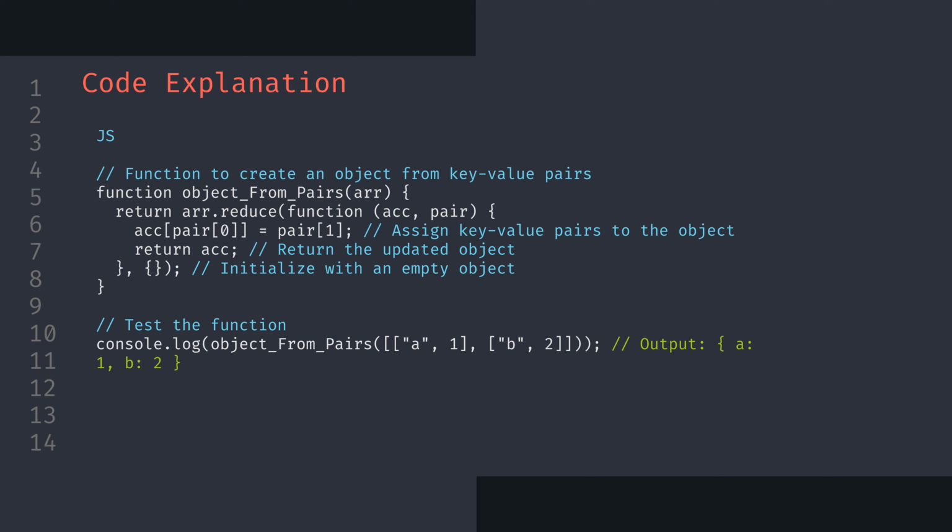This function uses the reduce method to iterate over the array of key value pairs. For each pair, it assigns the key value to the object being built. This process ensures all pairs are added to the resulting object.